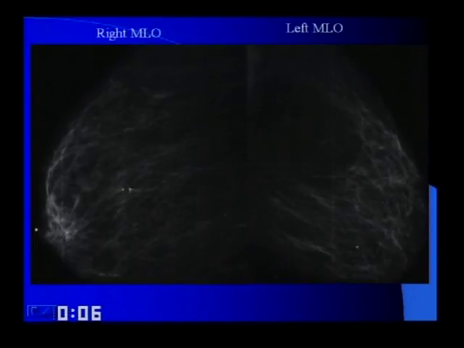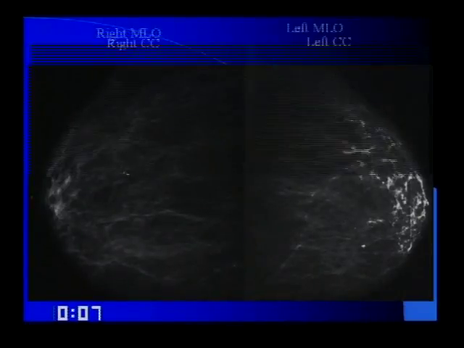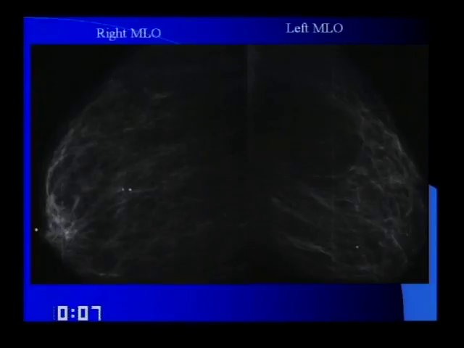Her complaint was the left upper outer quadrant, so okay, that's where the abnormality is. Let me go back. Okay, so this is the CC. This is the outer quadrant. Do you see anything there? Well, I see a subtle abnormality along the lateral aspect of the left breast, which looked to be in the upper outer quadrant when compared to the MLO view. I think this is most compatible with a hamartoma.